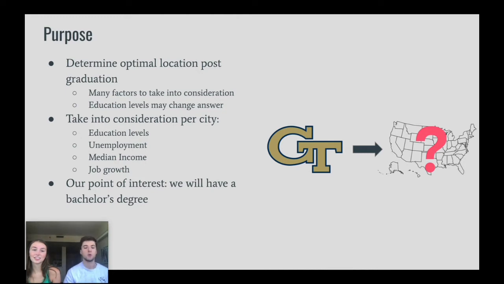The overall goal of our project was to find the best place to live and work post-graduation. We know there are many factors that go into picking a new place to live and a new home out of college, including education levels, unemployment, median income, and job growth. And as graduation approaches, we both plan to leave college with a bachelor's degree. So this is our point of interest when considering a new location to move and live post-college.